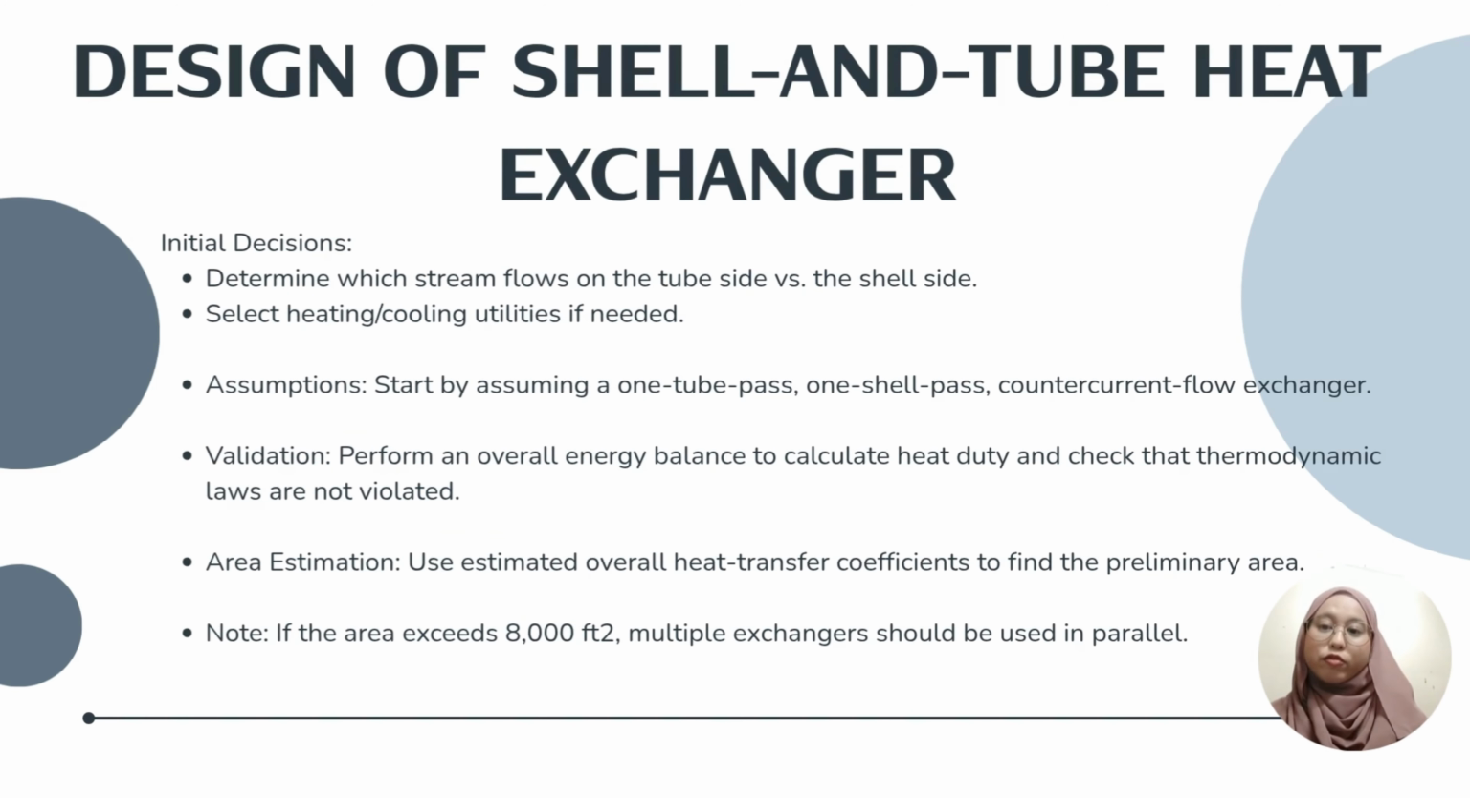The first phase involves making high-level decisions. We must decide which fluid flows in the tubes versus the shell and select the appropriate utilities from standard tables. Initially, we assume a simple one shell pass, one tube pass countercurrent arrangement. A vital part of this step is performing an energy balance to determine the heat duty and ensuring our design does not violate the second law of thermodynamics. If the estimated surface area exceeds 8,000 square feet, we design for multiple exchangers in parallel to keep the units manageable.